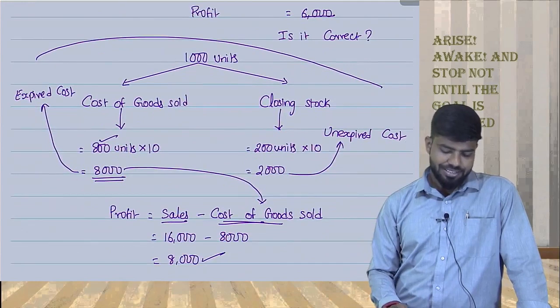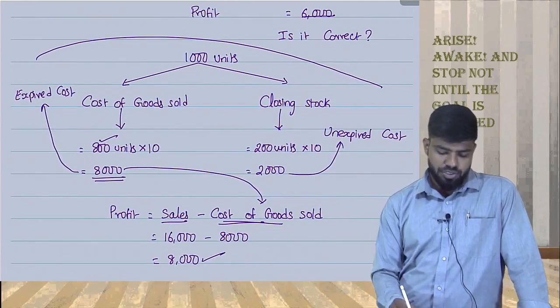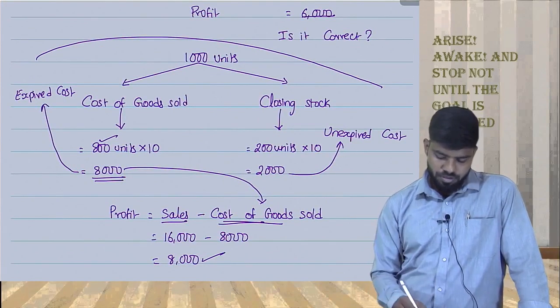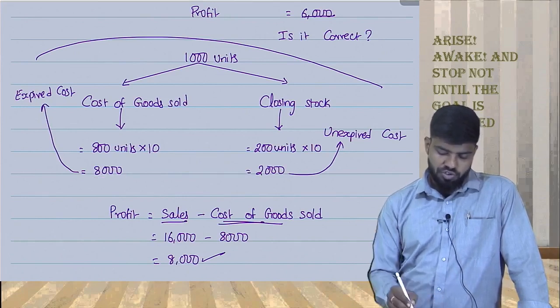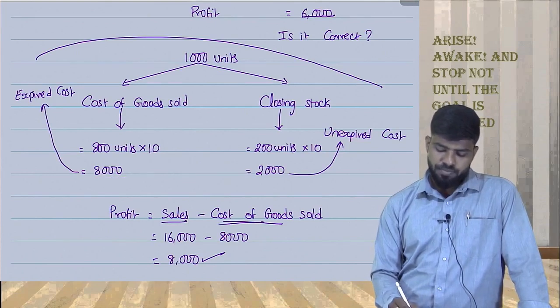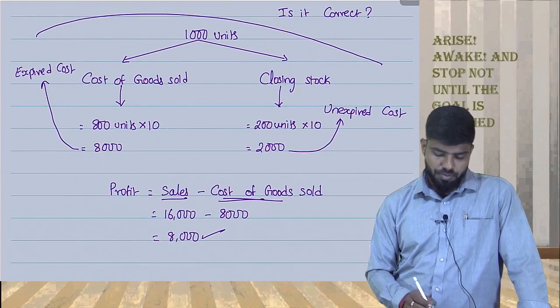Okay, under that write this. First write 1000 units, classified into 2: cost of goods sold and closing stock. 800 units into 10, just copy this. Next, closing stock 200 units into 10, just copy this. After that, profit, copy the profit.